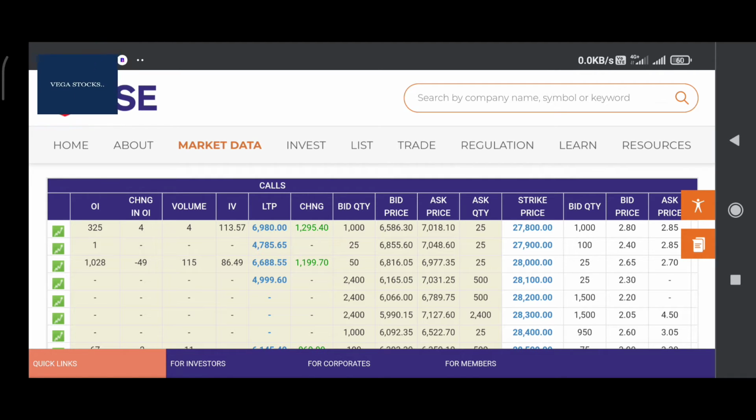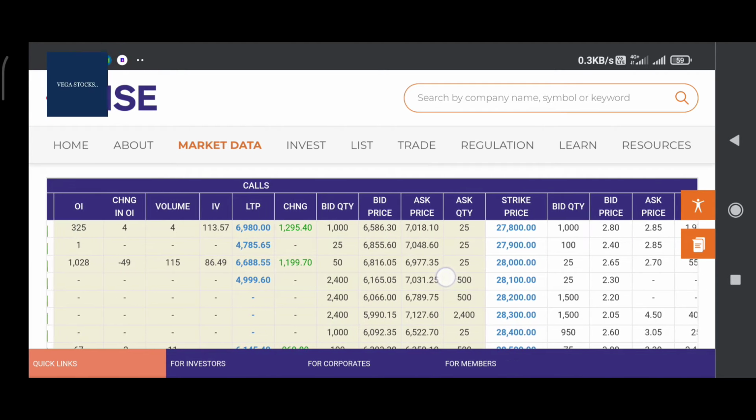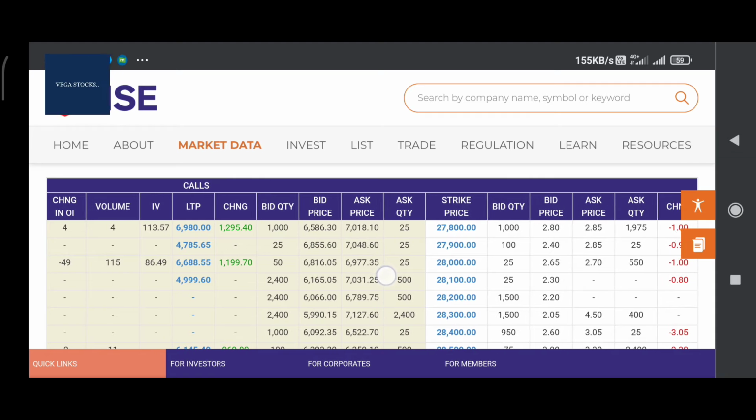Okay. Now the next column talks about volume. Volume means total amount currently traded. It's simple: open interest multiplied by lot size, which is 25 for Bank Nifty and 75 for Nifty. Now the next column is IV. IV stands for implied volatility. We will not cover this today, but it is good to know. IV is the rate at which option price changes with respect to its underlying asset.